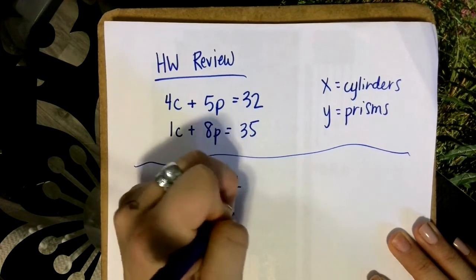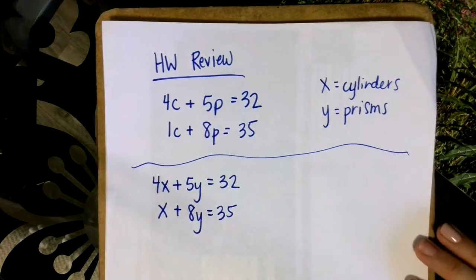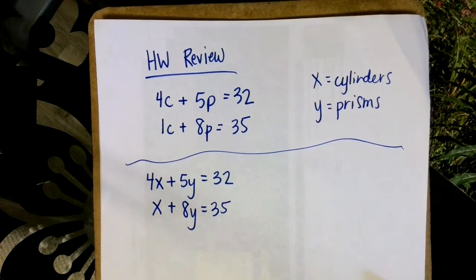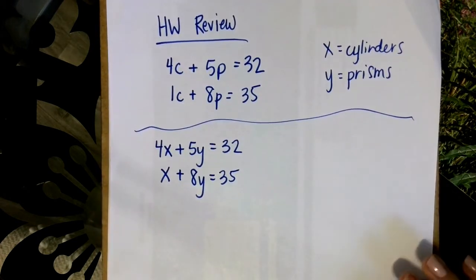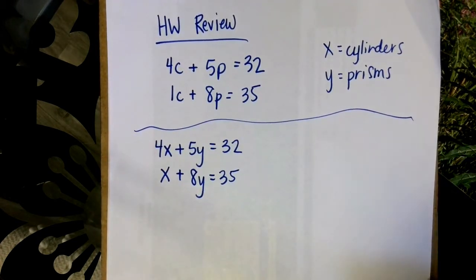Okay, so our new system then would be 4x plus 5y equals 32, and x plus 8y equals 35. You also have to have it in x and y if you are going to use Desmos. But before we use Desmos, I want to solve this algebraically so that you can see how to do that in case you need to do that for your quiz today.